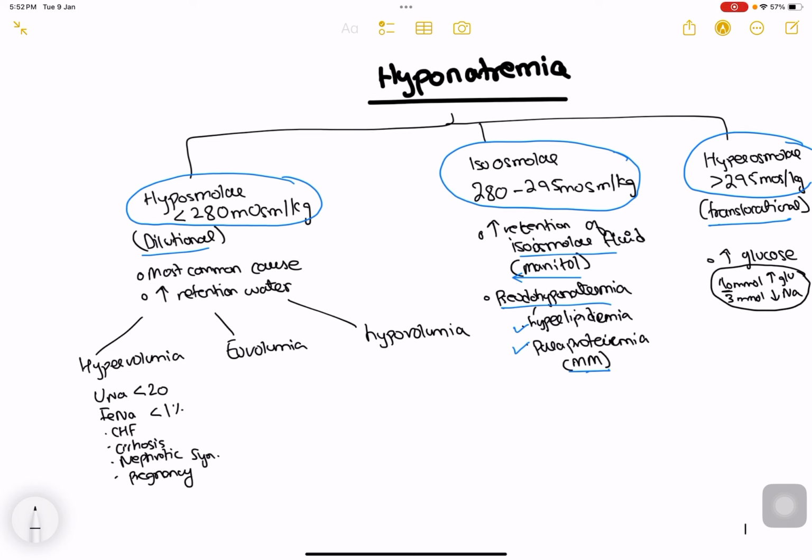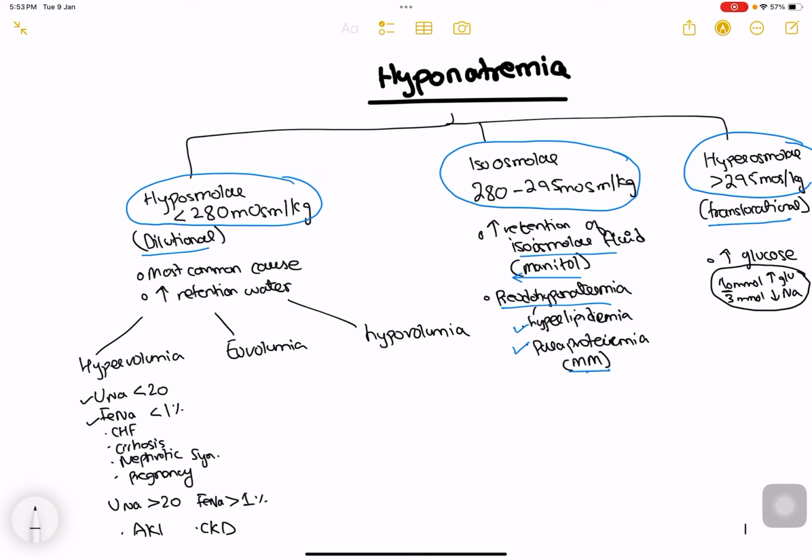Or it could be because of pregnancy, volume retention. So these are the causes where urinary sodium excretion is less than 20, and the FeNa is less than 1%. Okay, and then let's say urine sodium is more than 20 and FeNa is more than 1%. Then the cause of hypervolemia would be AKI and CKD.